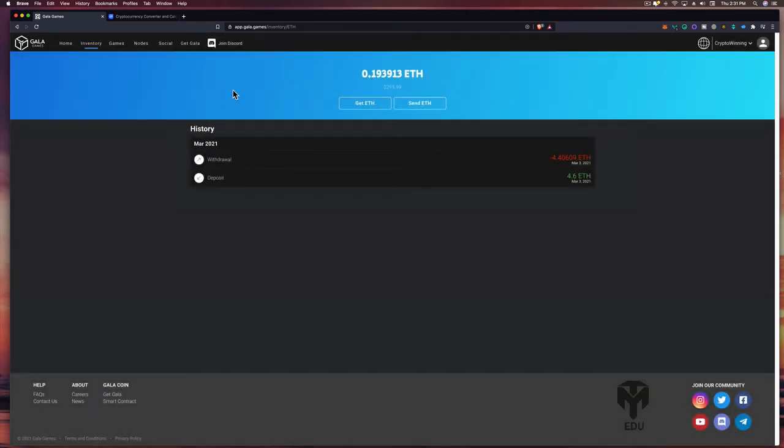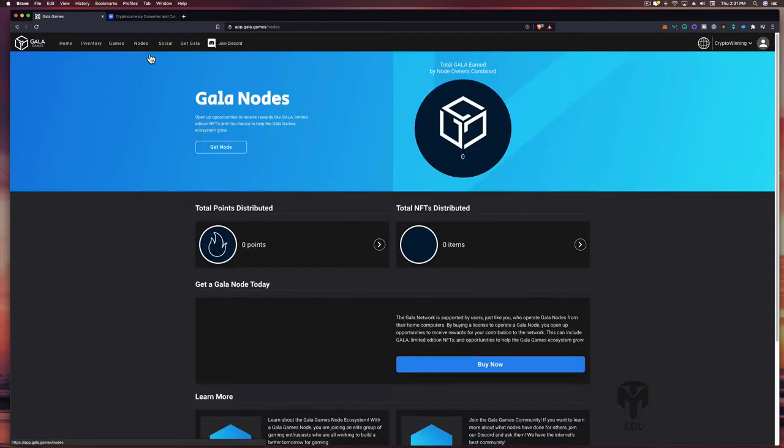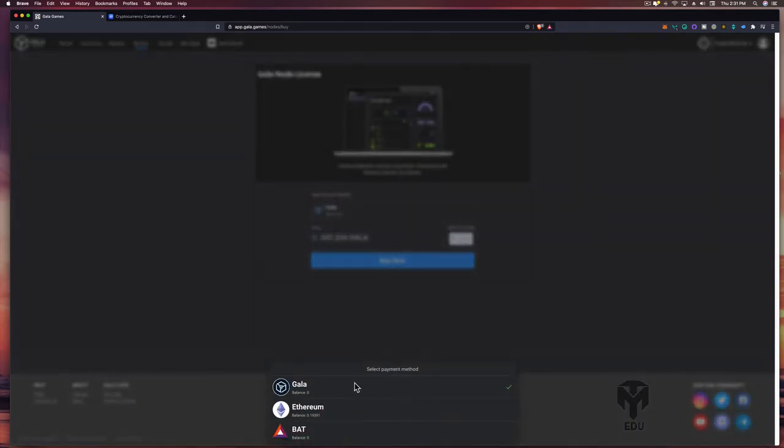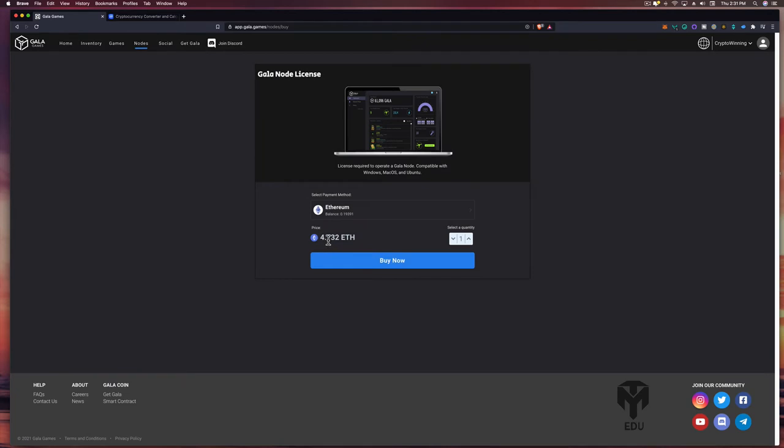So I'd send a little bit extra just in case it goes up or the Ethereum changes. So, like we said, you might want to send like 4.8 ETH or 4.75. So once you get in there on your wallet and you have it here, you'll just hit buy now. I already bought my node because I wanted to buy it before it went up. So now let's actually set it up.